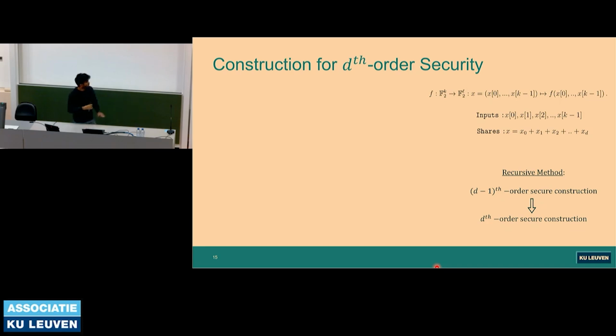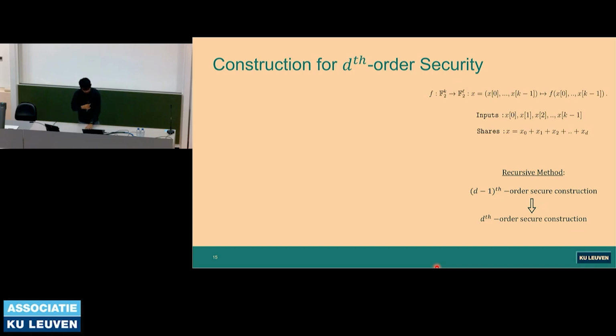So let's say you have an input which is X, which is a k-bit word, and then it's split into d+1 shares. Each bit is split into d+1 shares. And then you want to compute a function which is a k input function, and then it provides L outputs, each shared.